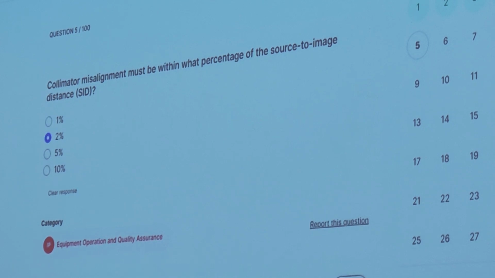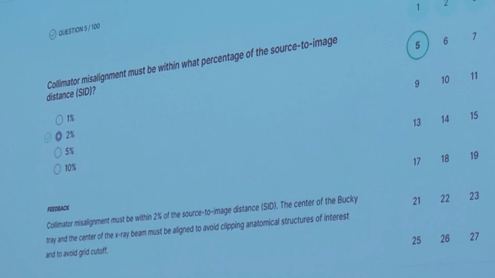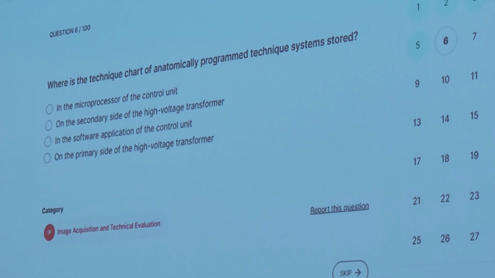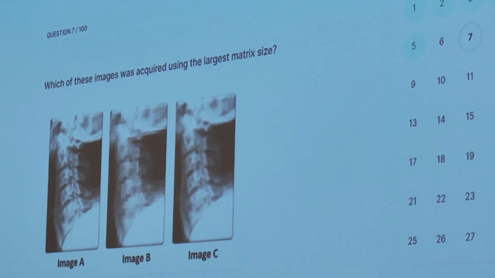2%. Next time I'm going to do my image evaluation, I'm going to tell you it's out because it is 2%. Oh. So this is something you'll learn later on. That could be a bonus question. Where is the technique chart? You're going to cover that with Ms. Bonilla, I believe. Okay, thanks. All right, let's keep going.